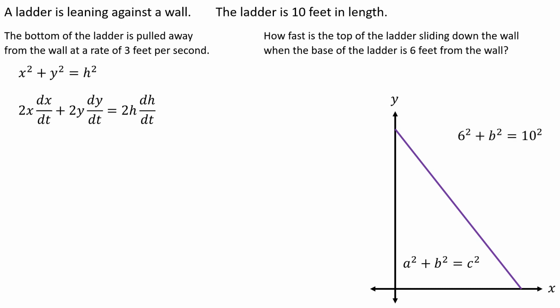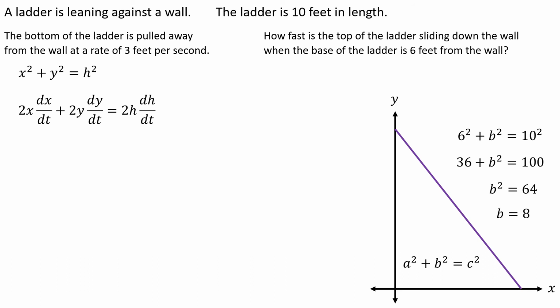Pythagorean theorem's got to come back into play again, because I've got 6 squared plus b squared equals 10 squared. Where's the 6 coming from? Well, I want to know the situation when the base of the ladder is 6 feet from the wall, so 6 will be my x coordinate. Where's the 10 come from? Well, the ladder was 10 feet, right? 10 feet in length, so that's where the 10 squared comes from. Mystery number b, I don't know. What's that going to be? Well, let's figure it out.